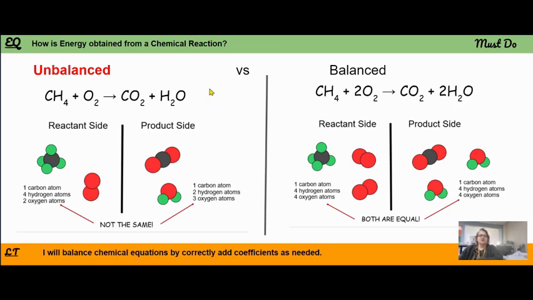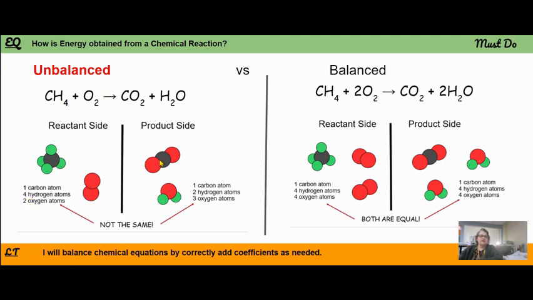Okay, so here's an example of an unbalanced equation. We have CH4 plus O2 yields CO2 plus H2O. Okay, so if we put together a CH4 and we put together an O2, here we have one carbon atom, four hydrogen atoms, and two oxygen atoms.